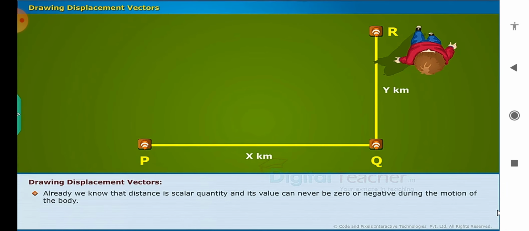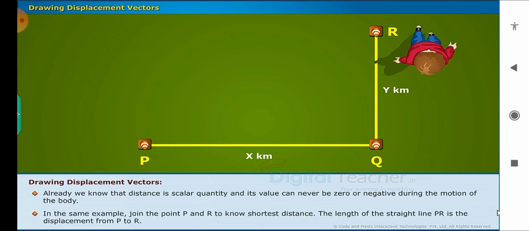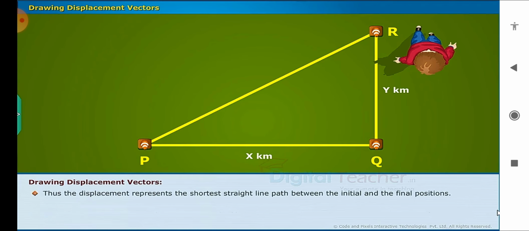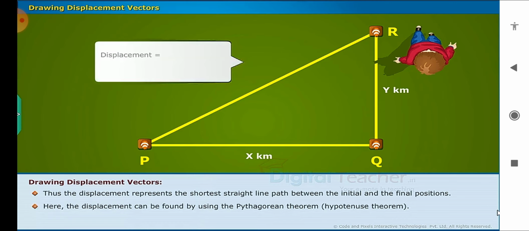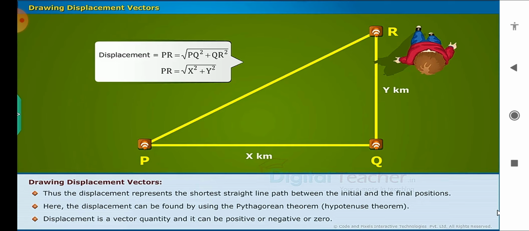Already we know that distance is a scalar quantity and its value can never be zero or negative during the motion of the body. In the same example, join the points P and R to find the shortest distance. The length of the straight line PR is the displacement from P to R. Thus, the displacement represents the shortest straight line path between the initial and the final positions. Here, the displacement can be found by using the Pythagorean theorem or hypotenuse theorem. Displacement is a vector quantity and it can be positive or negative or zero.